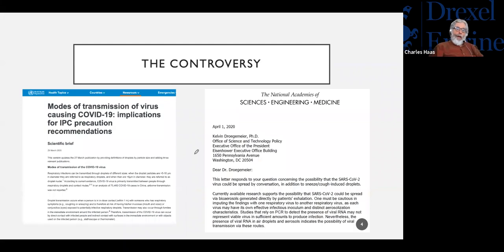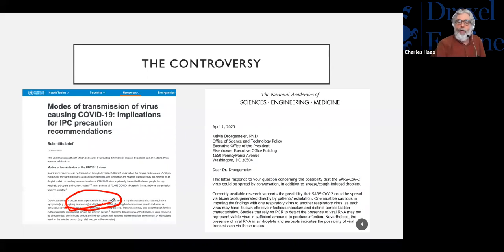So I want to lay before you 2 documents that pose the controversy. WHO, toward the end of March, came out with a document on the left that asserted that SARS-CoV-2 could only occur person to person when the 2 individuals are close, in this case 1 meter, via coughing and sneezing and large particles directly impinging on the recipient.